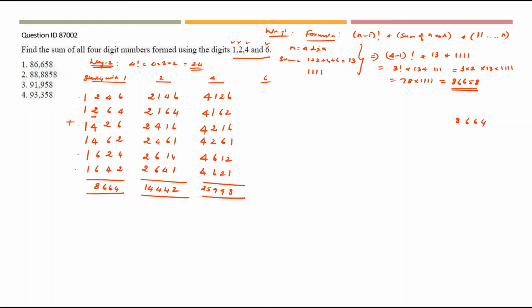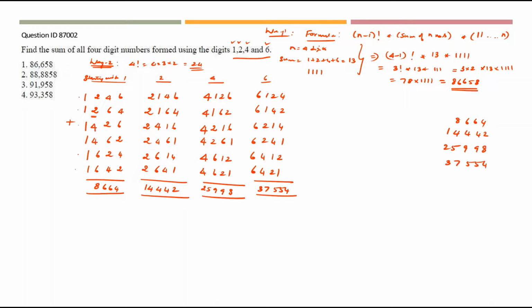Now starting with 6. 6, 1, 2, 4. 6, 1, 4, 2. 6, 2, 1, 4. 6, 2, 4, 1. 6, 4, 1, 2. 6, 4, 2, 1. And the sum will be 37, 5, 5, 4. Adding up all these will again result in 86, 6, 5, 8. Option number 1 will be the right answer.